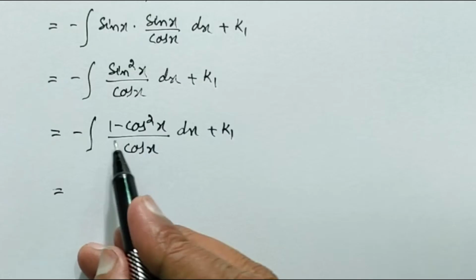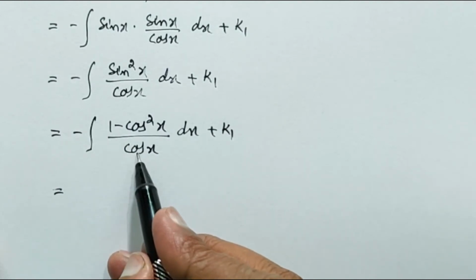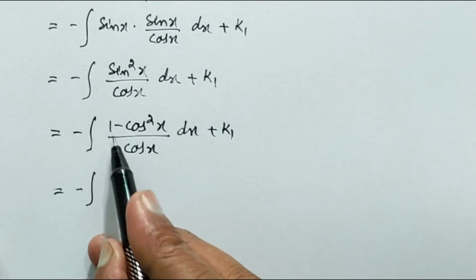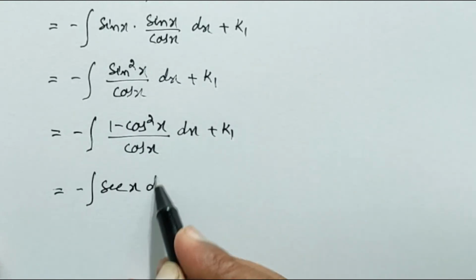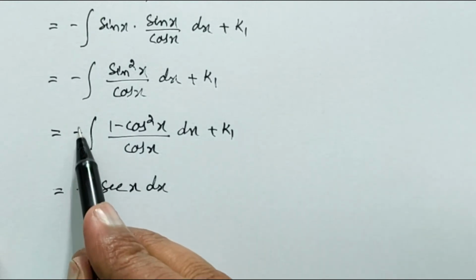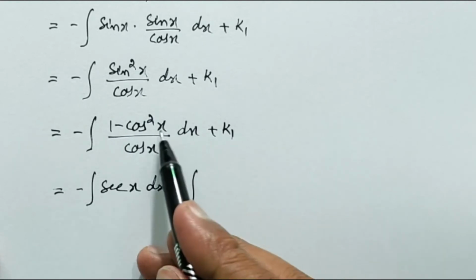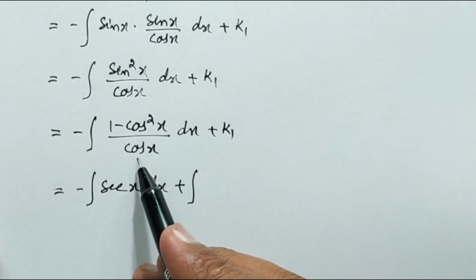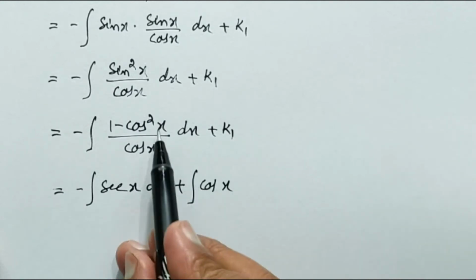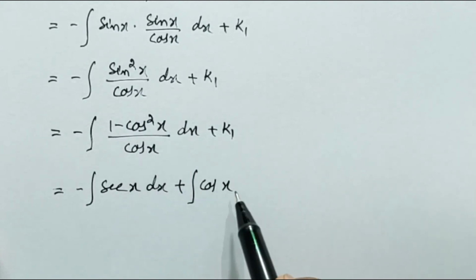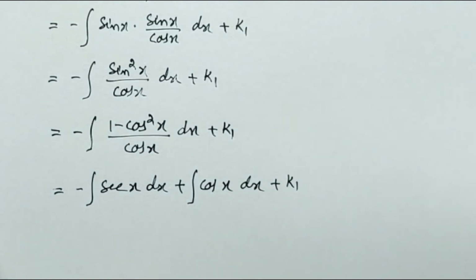So that is nothing but, you can divide this cos x with each of the terms. So 1 by cos of x, which will be nothing but secant of x, into dx. Again you multiply this negative sign inside. So minus of minus will become plus integral of cos square of x by cos of x. So one cos will cancel out, you'll just be left with cos x. Cos square of x by cos x will be cos x into dx plus this constant k1.